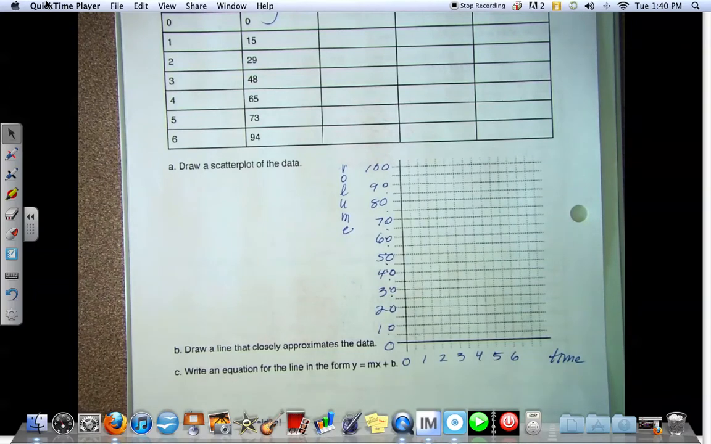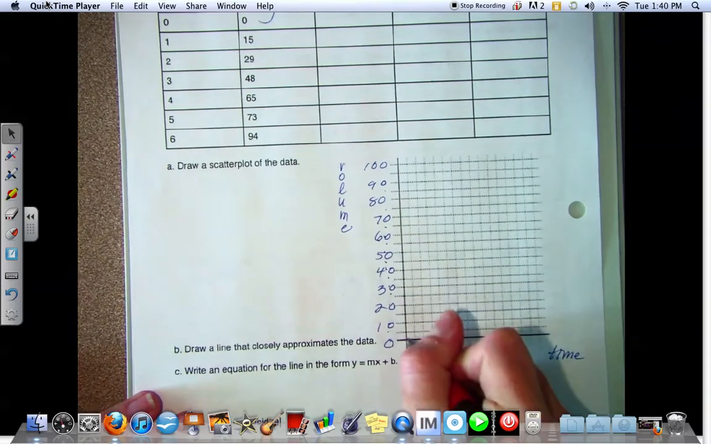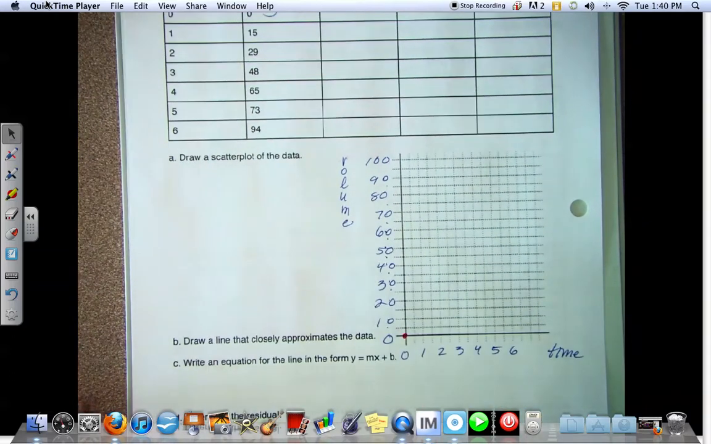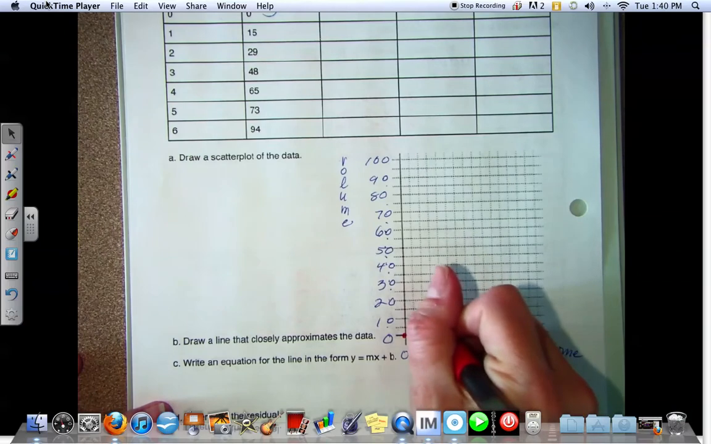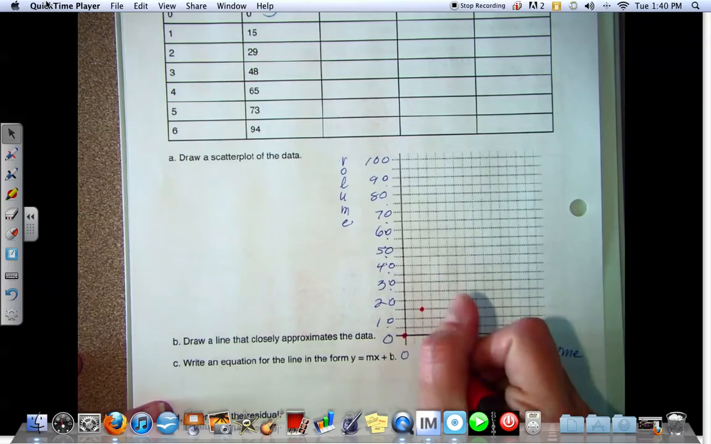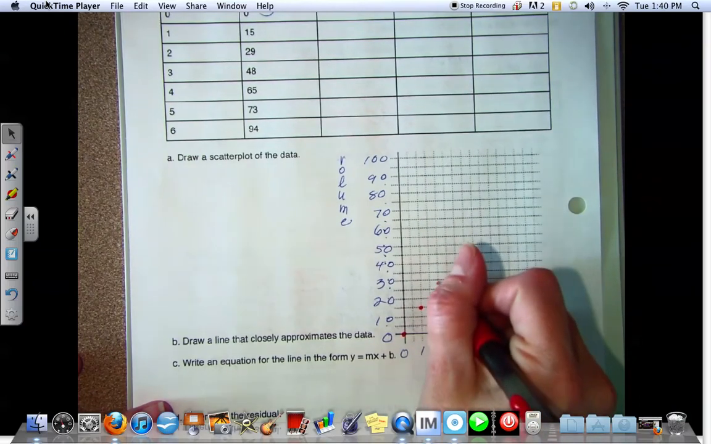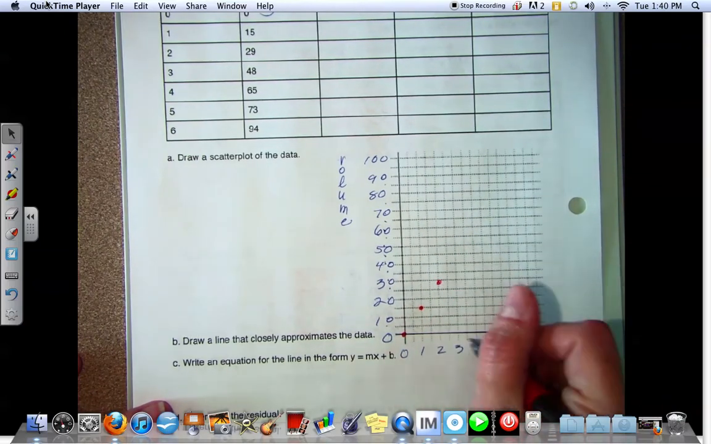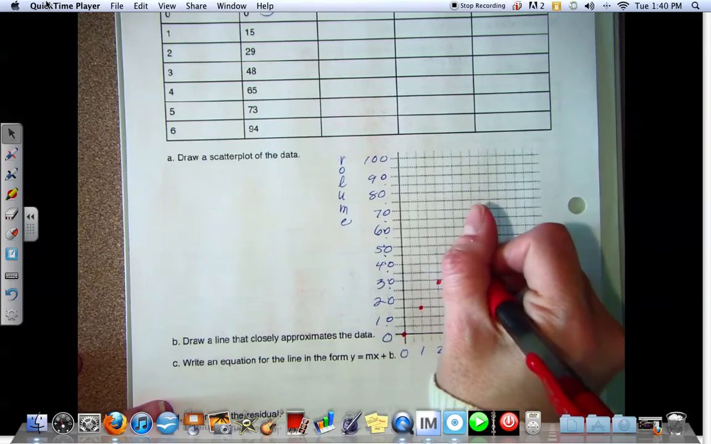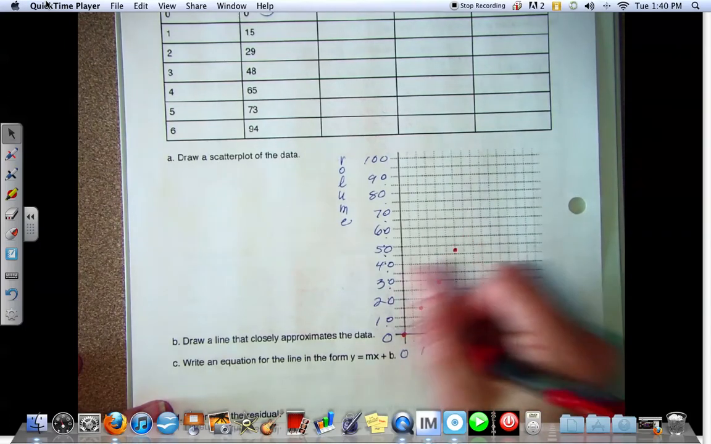There was an explosion, no big deal. All right, so now start plotting your points. Scatter plot. 0, 0. That one's pretty simple. 1, up 15. Over 2, up 29. Over 3, up 48.